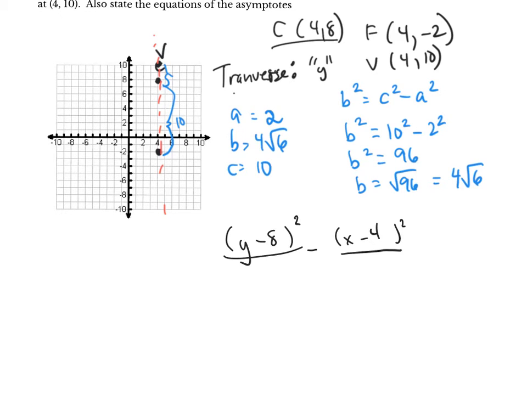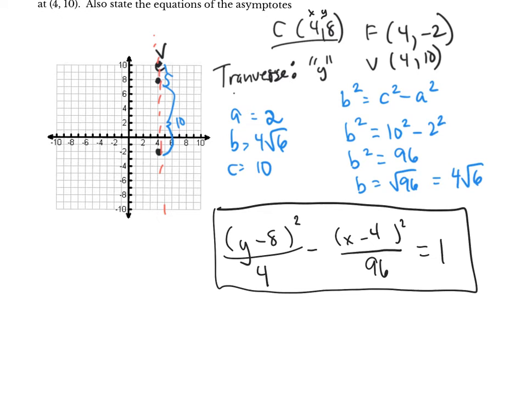Because in our center, the x is still the x and the y is still the y, so it still goes with each other, equals 1. Now a squared always goes first, and b squared, which is 96, will go second. So this is the equation for my hyperbola.